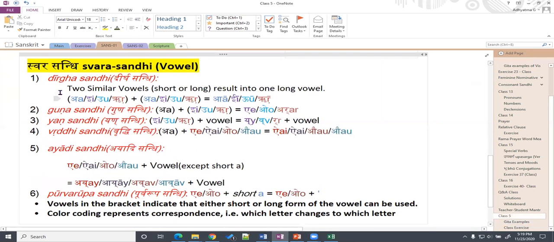So within swara sandhi, dirgha sandhi, that means dirgha is long vowel. Because it results into the long vowel, resultant vowel is the long vowel, we call it dirgha sandhi.